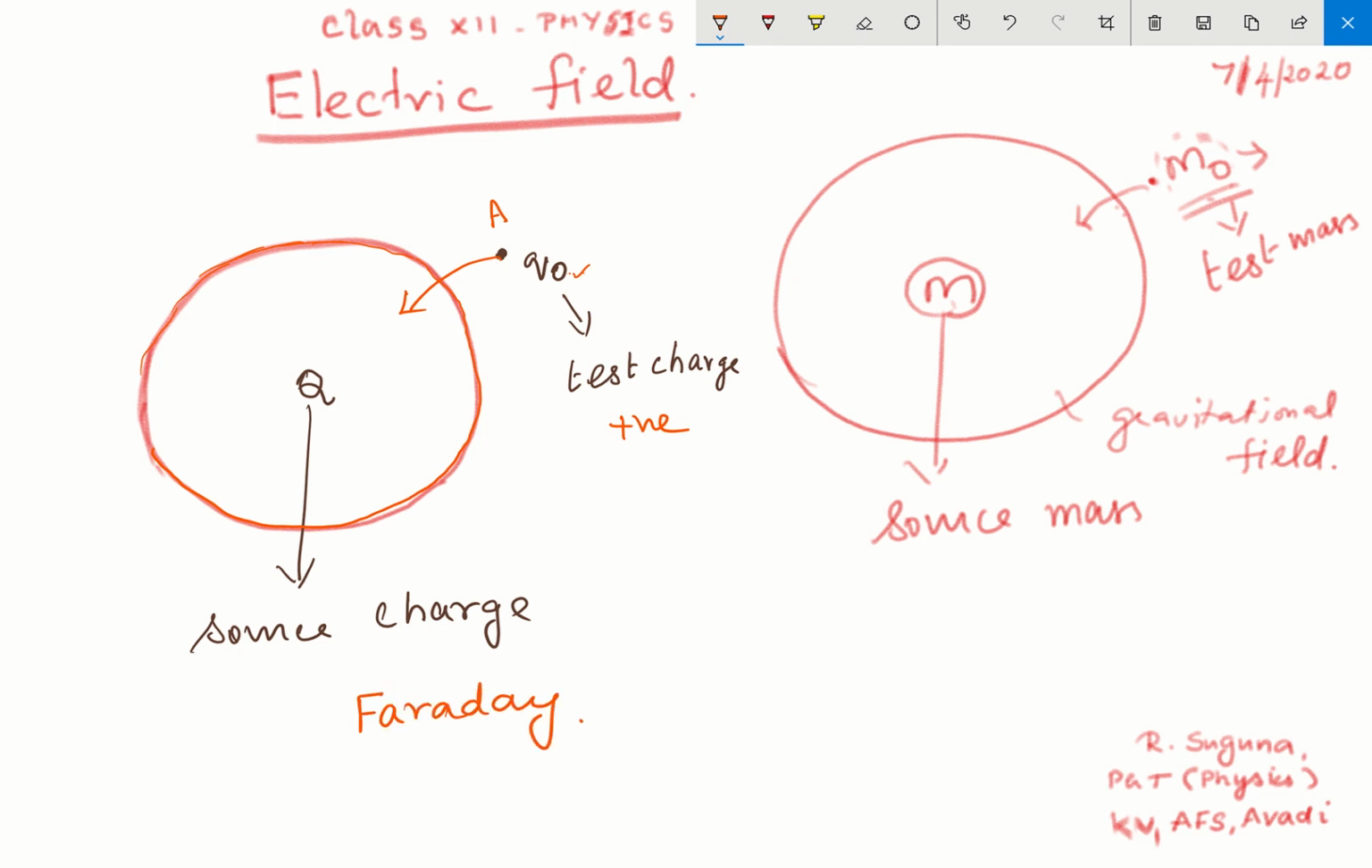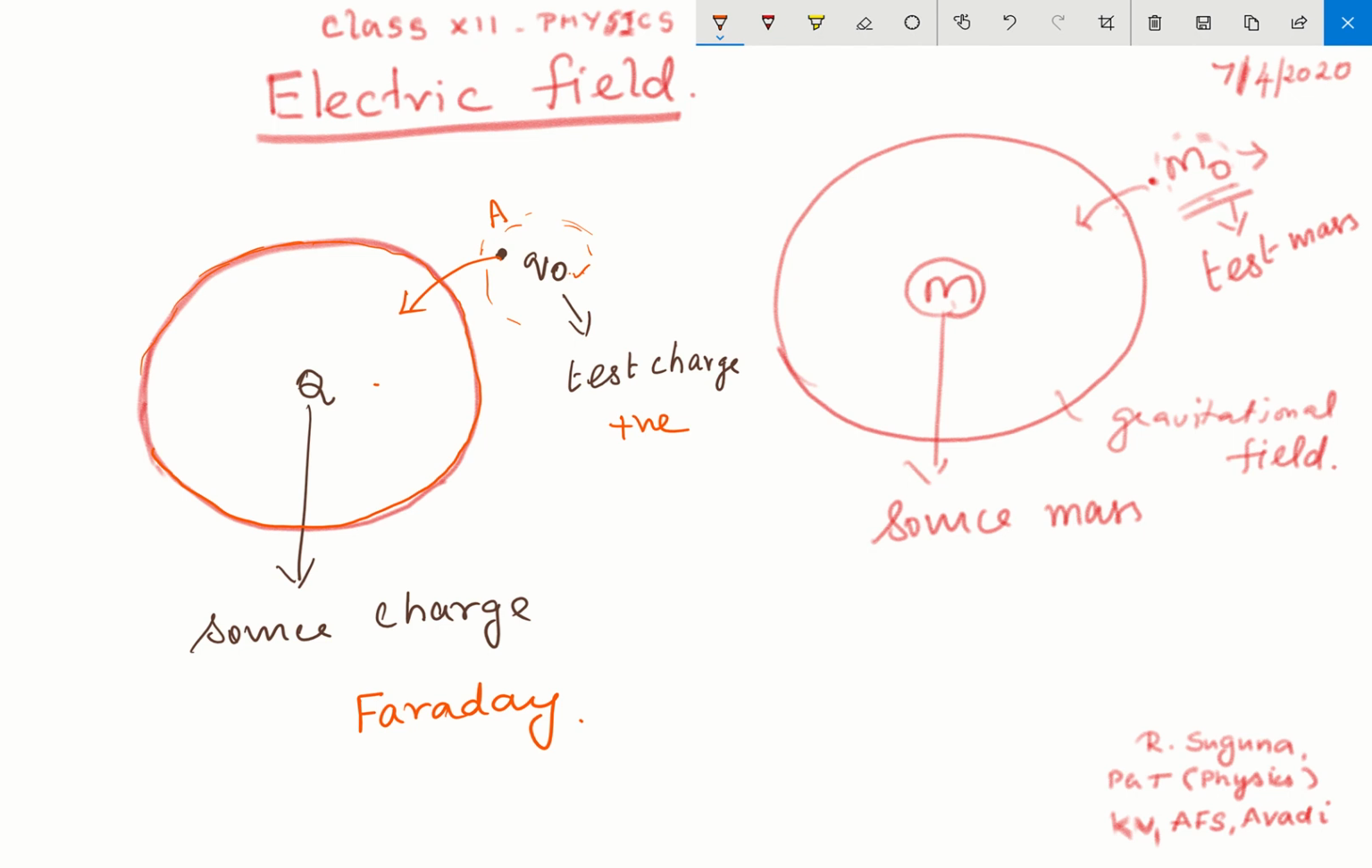Michael Faraday. Now, what is the criterion for Q naught, the test charge? Test charge means it is meant only for testing the electric field produced by the source charge, right? So it should not have its own electric field, correct? If it has some electric field around it, and it comes inside the electric field of capital Q, then it will influence the field produced by the source charge.